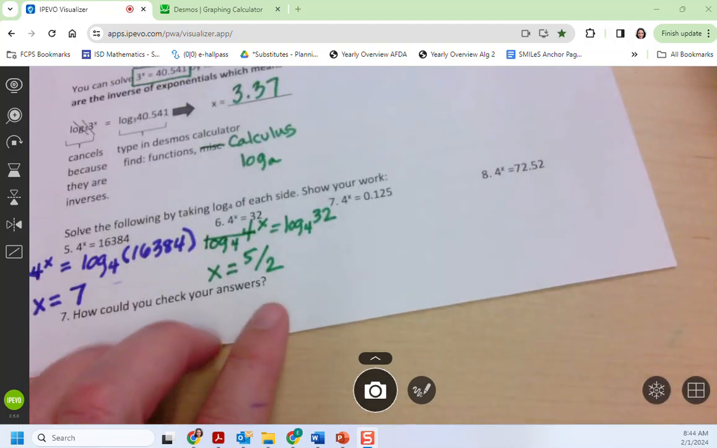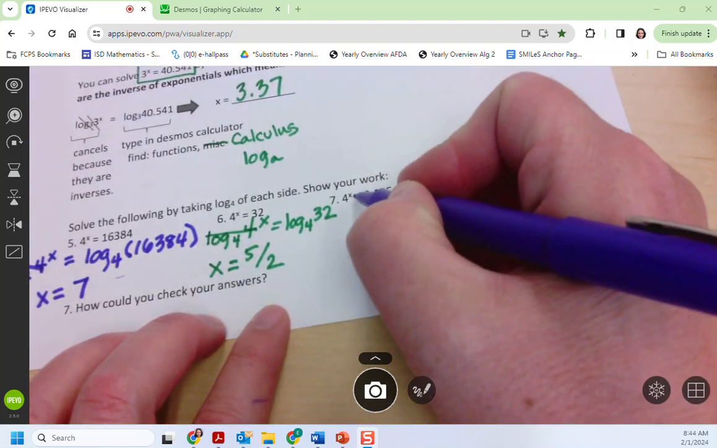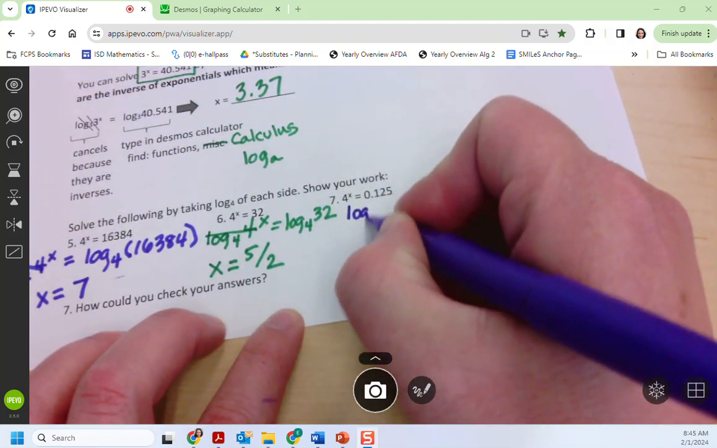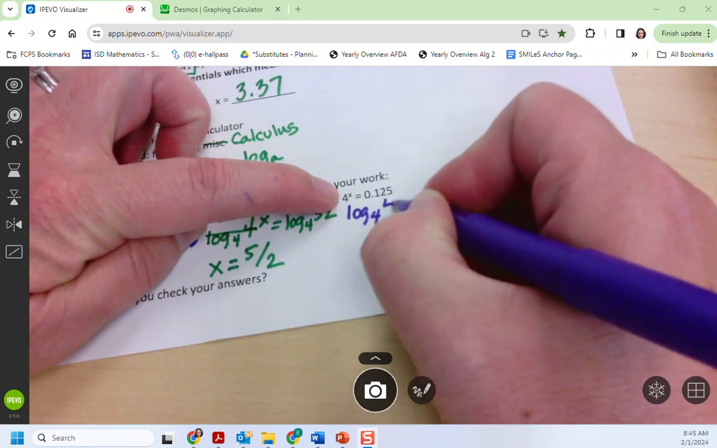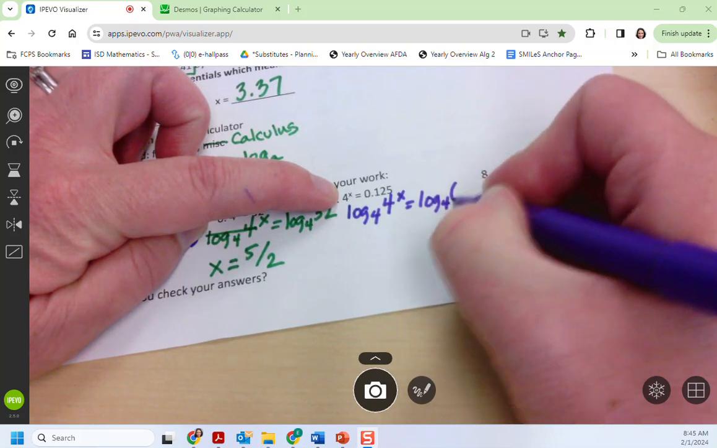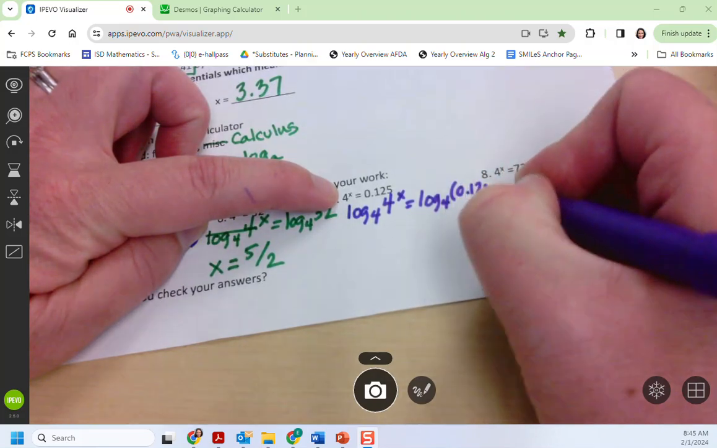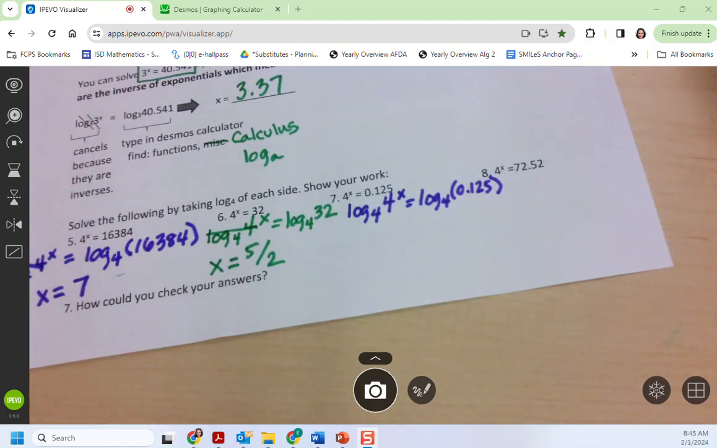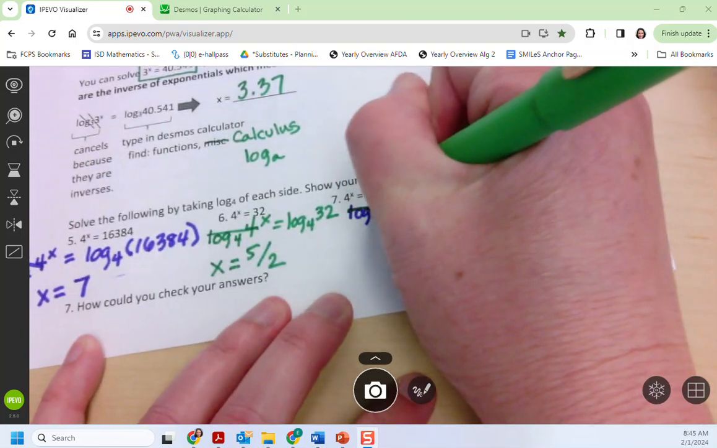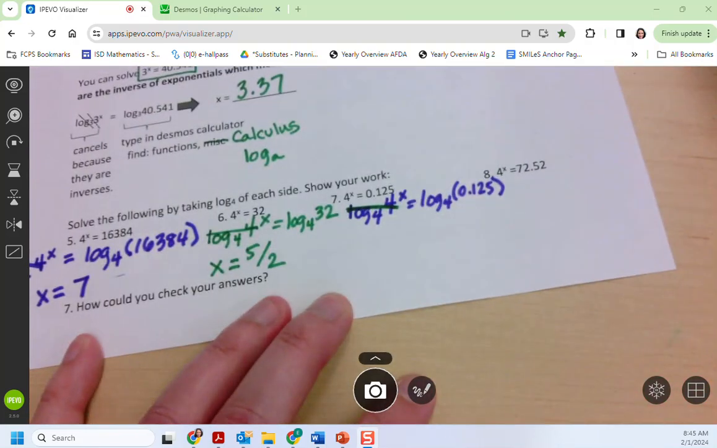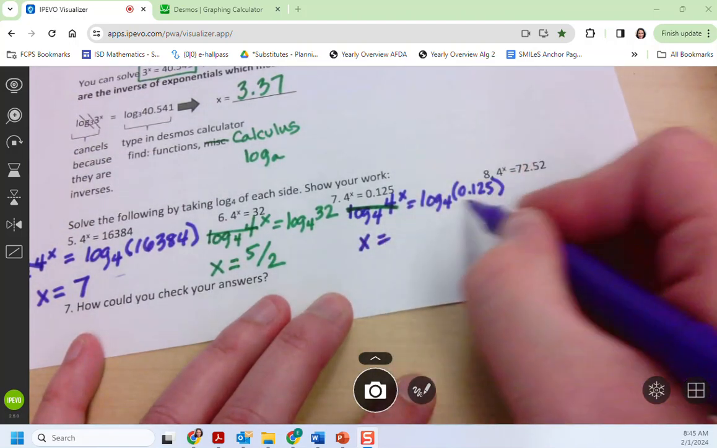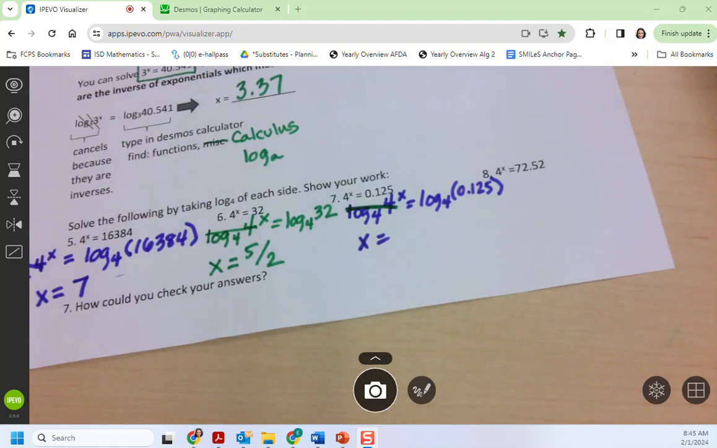Okay, so what we're going to do to get this x out of the exponent is take the log base 4 of both sides. So log base 4 of 4 to the x is equal to the log base 4 of 0.125. And log base 4 of 4 to the x, the log base 4 and the 4 cancel, giving you just x. And that's the reason why we did log base 4. And then in the calculator, you're going to type this one. So I'm going to do that right now.